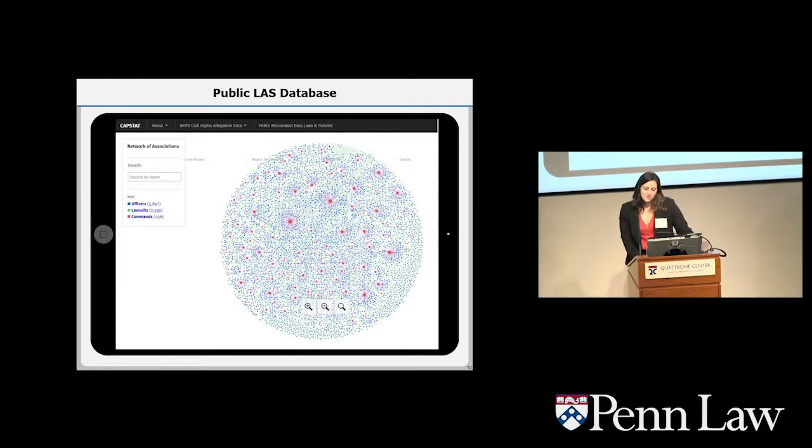And this is just one screenshot. This is our network of associations. So I know it looks like kind of a crazy blob, and I can't interact with it right now. But it's a relational map of officers who have been named in lawsuits together. These big dots are their commands, and the little dots are the officers in the lawsuits.